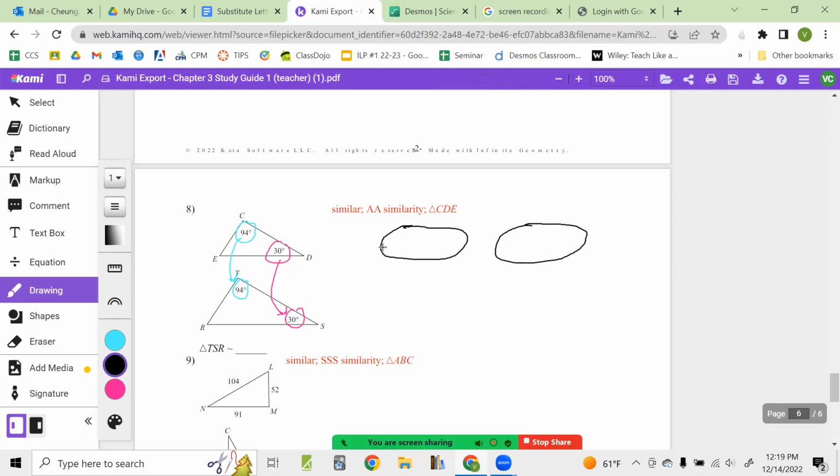So we're going to do measure of angle B is equal to measure of angle S, right? That's the 30 degrees. And then measure of angle C equals measure of angle T.